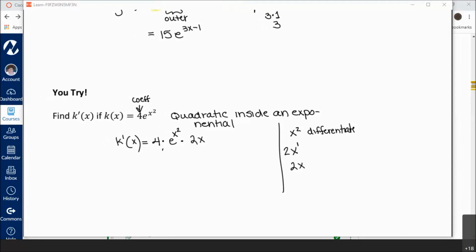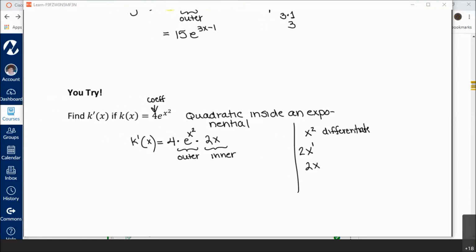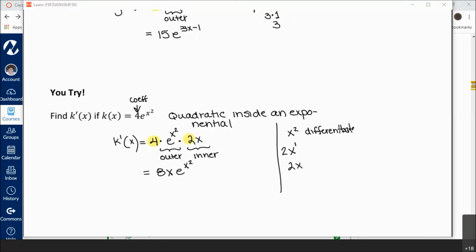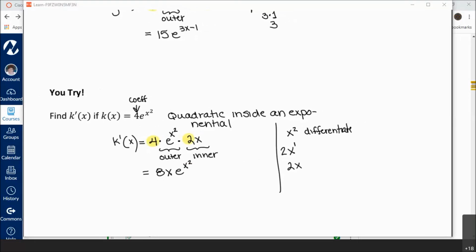Okay, so here's the outer. Here's the inner. Now it is possible, again, because of the way algebra works, it's an algebra thing, I can multiply 4 times 2x, and that will give me 8x e to the x squared. Okay, but that's an algebra step. You are done with calculus when you finish this first step.